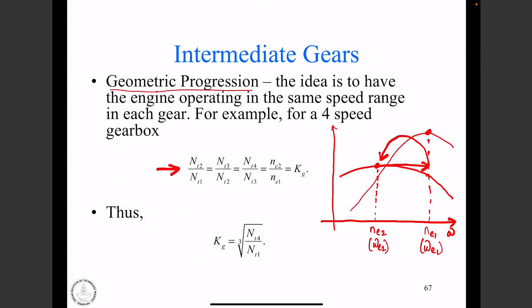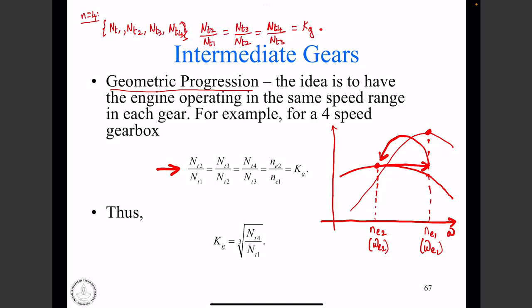So we can see that if we consider a 4-speed gearbox, n equals 4, we have NT1, NT2, NT3, and NT4, right? So consequently, what will happen? NT2 by NT1, that will be the ratio of the second and the first gear, which will be equal to NT3 by NT2, which will be equal to NT4 by NT3. And let's say we call this constant K subscript G. So that is the ratio between two successive gear ratios in this 4-speed gearbox.